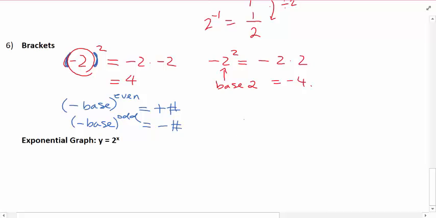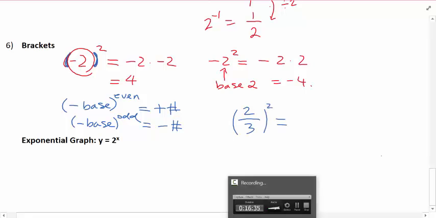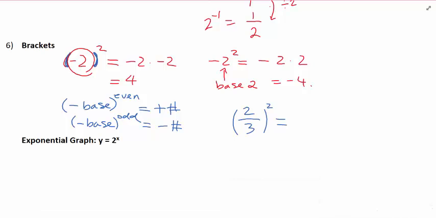Another thing with brackets: let's say you have rational numbers in brackets. What happens in this case? You remember? What's being squared? Both. So you actually have to square both here. And so this is 2 squared divided by what? 3 squared. 3 squared. You got it?